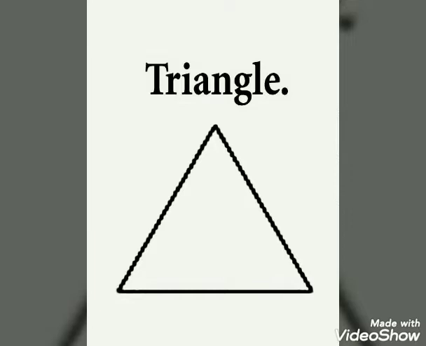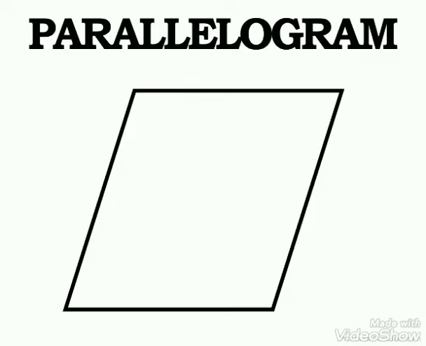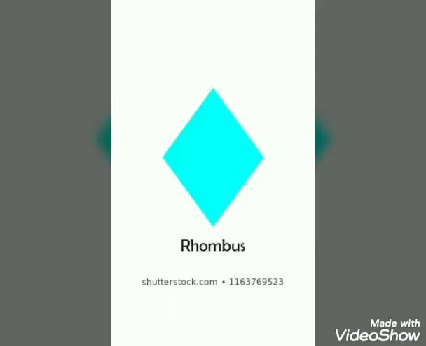Next one, parallelogram. The shape looks like a rectangle because the opposite sides are equal and parallel. But the adjacent sides do not make a right angle. Even though the opposite sides are equal and parallel, the adjacent sides do not make right angles. Instead they make acute and obtuse angles.